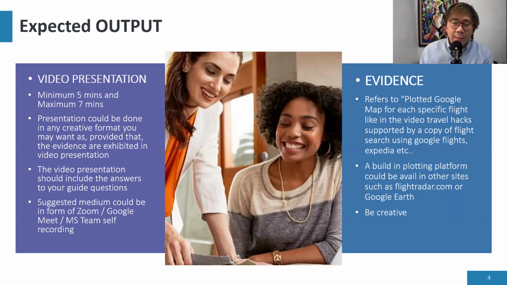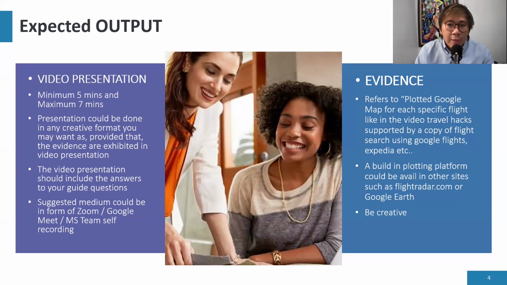Now, for the evidence, this is a part that will be incorporated in your presentation. It could refer to a plotted Google map or any map, if you deem so, for each specific flight. Meaning to say, you're going to track down or plot specific flights based on the points that I will give to you. And of course, that will help you realize the particular route, for example, the Trans-Pacific route, Atlantic route, etc. So that will be very helpful for tracking down a particular routing code based on our IATA geography lesson. And of course, you should include that in the video.